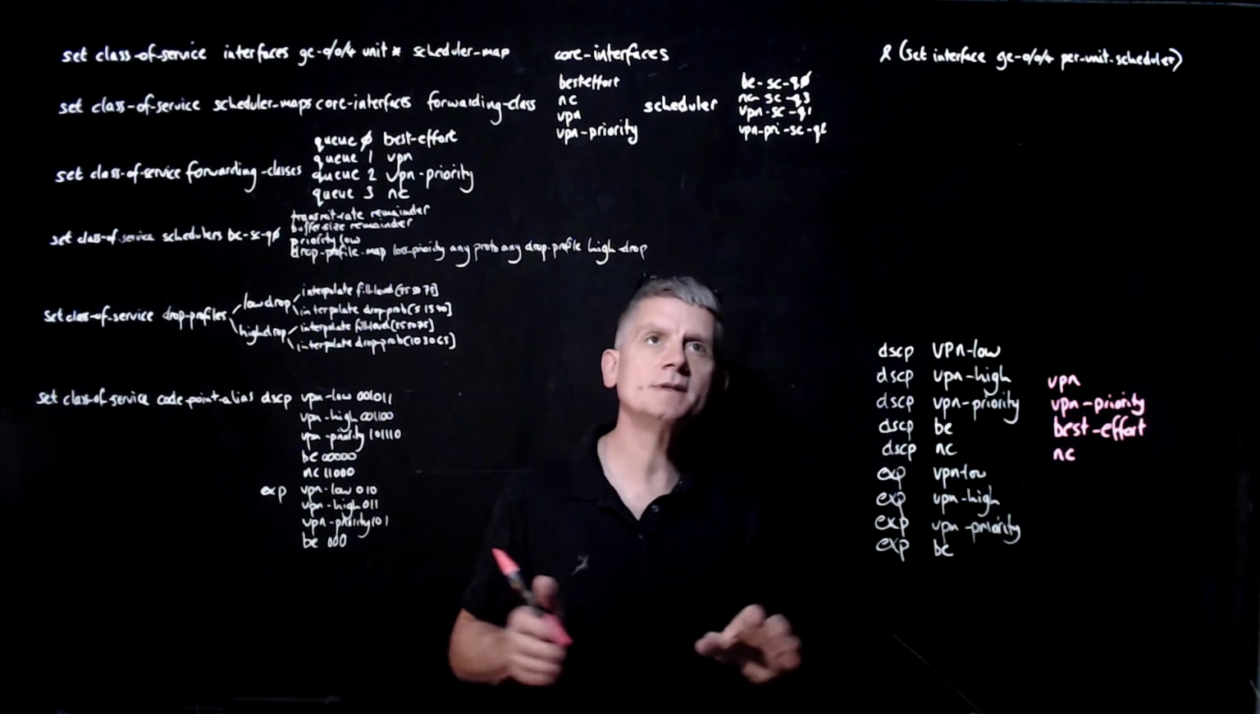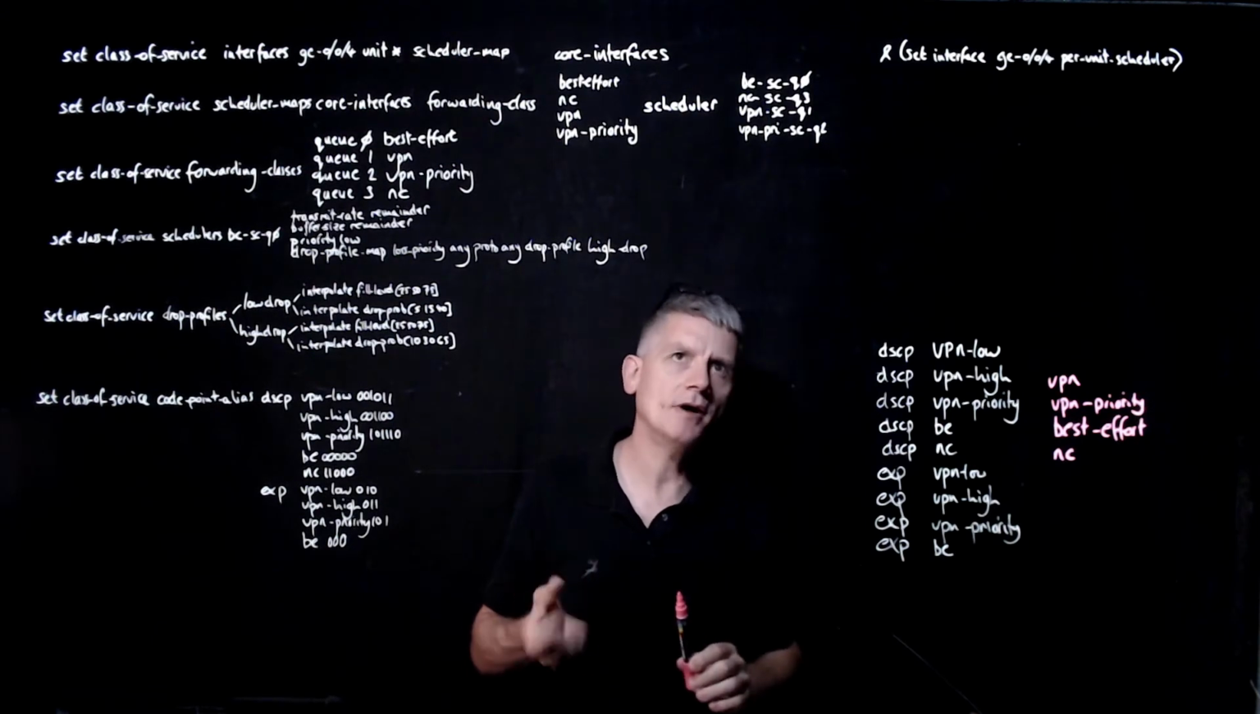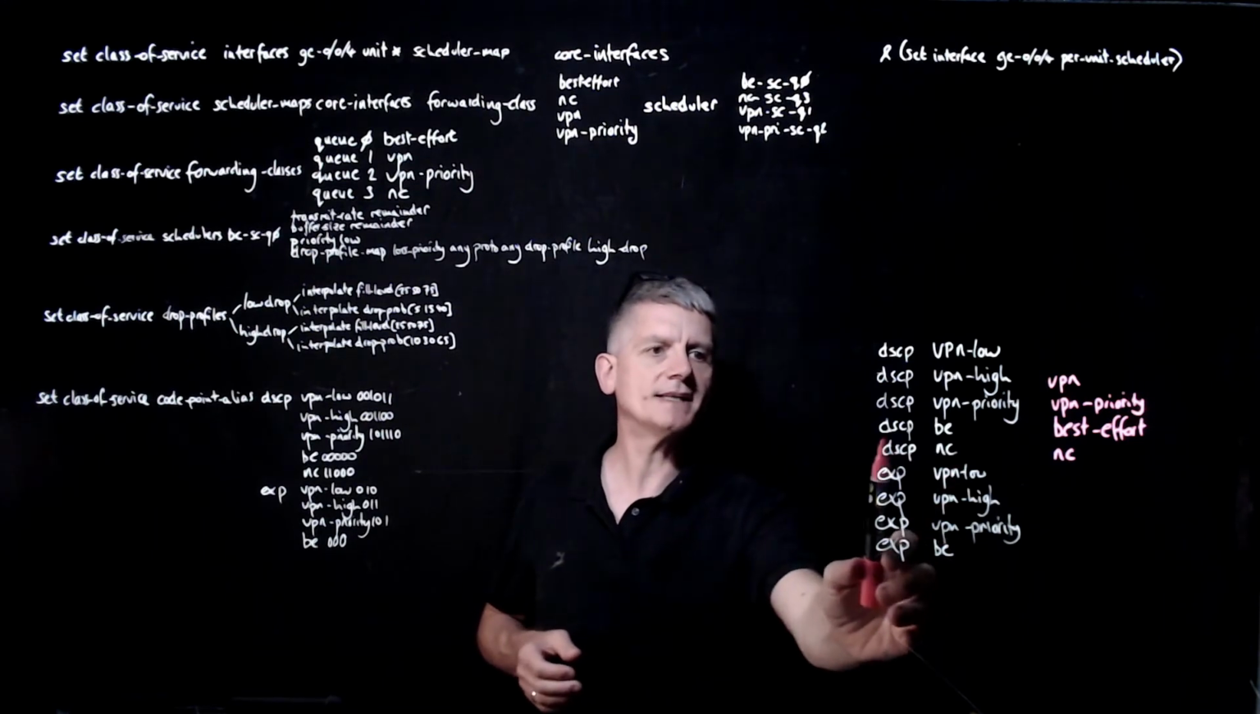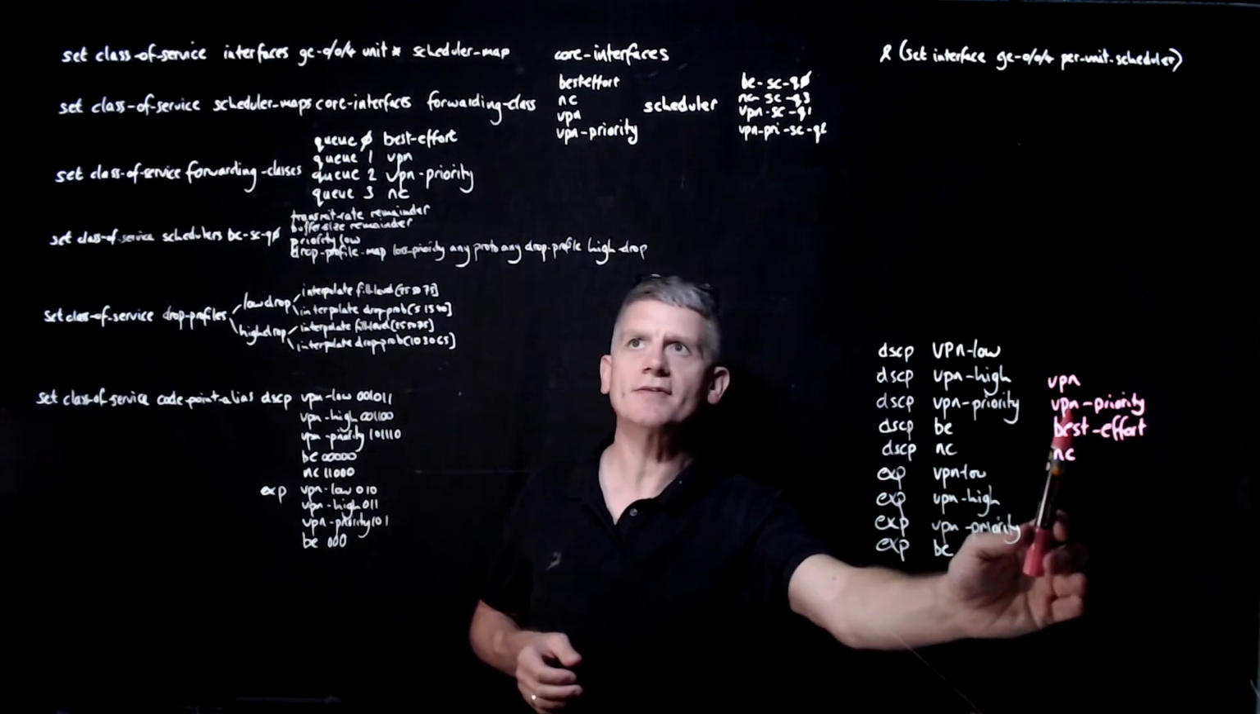And so this is very similar to the previous example. We don't have a perfect mapping between the two, but we have a pretty close approximation between DSCP, EXP, and the forwarding class.